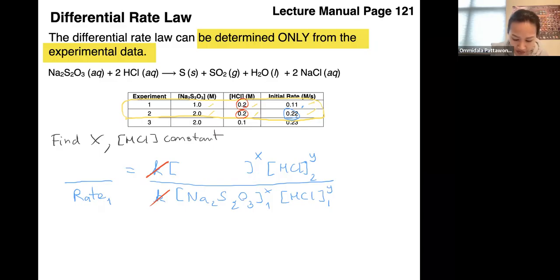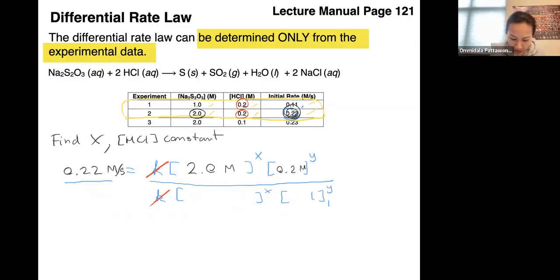So the next thing is I'm going to replace all this rate and the concentration by the actual values that we have. Okay, so let me do that. I'm going to erase this and put in the actual values. So the actual value of the rate from experiment 2 is going to be 0.22, right? So this is 0.22 molar per second. And the concentration of sodium thiosulfate is 2.0 molar. And the hydrochloric acid is 0.2 molar. Okay, so now let's take a look at rate 1, from experiment 1. And replace all of this from experiment 1 as well. Okay, so now if you're looking at experiment 1, you will see that the rate is 0.11.